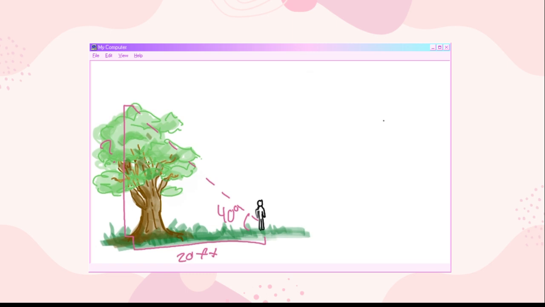Writing out the equation, it would be tan of theta is opposite over adjacent. Substituting the values, it would be tan of 40 degrees is opposite, because this is the unknown value, over 20, which was the distance from the person to the tree. To solve for the height of the tree, we need to isolate opposite in the equation. To do this, we can just multiply 20 on both sides.